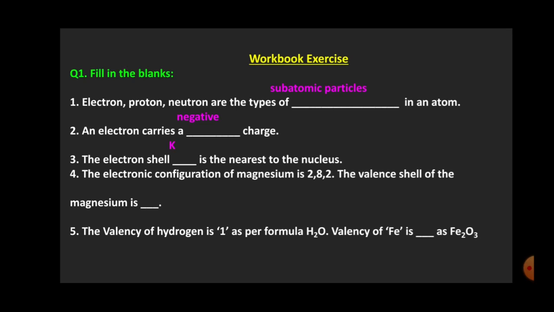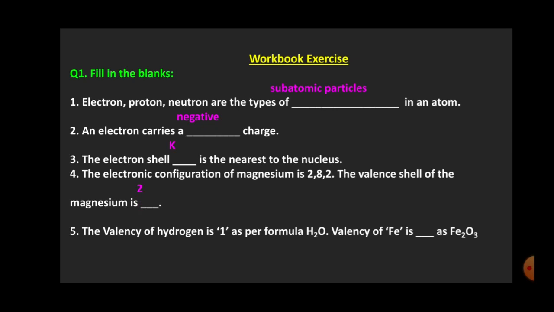The electronic configuration of magnesium is 2, 8, 2. The valency shell of the magnesium is, yes, we had studied that the last one is the valency shell. So it will be M: K, L, M. Okay. Then the next is the fifth one.